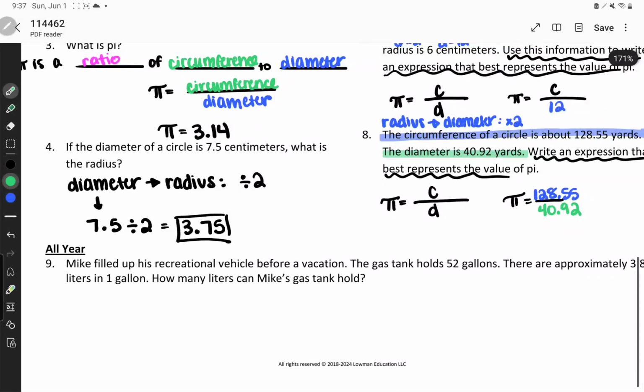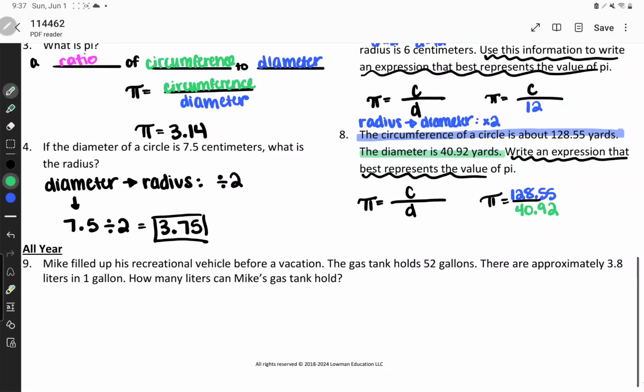The last question says, Mike filled up his recreational vehicle before a vacation. The gas tank holds 52 gallons. There are approximately 3.8 liters in 1 gallon. How many liters can Mike's gas tank hold? Now, I am aware that this has nothing to do with circles. However, you have taken 7th grade math before, and this is a 7th grade math skill. So I want you to think back to literally 2 weeks ago when you were in school and think about what you would do in this situation.